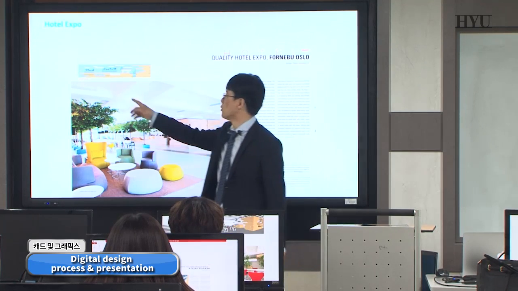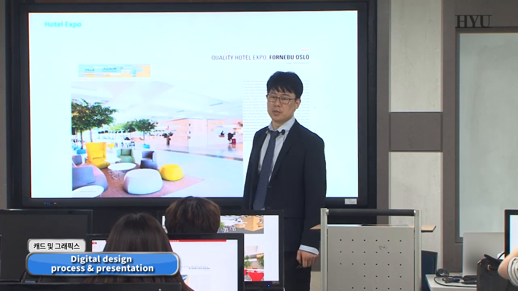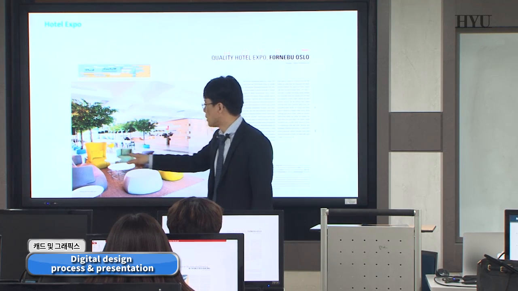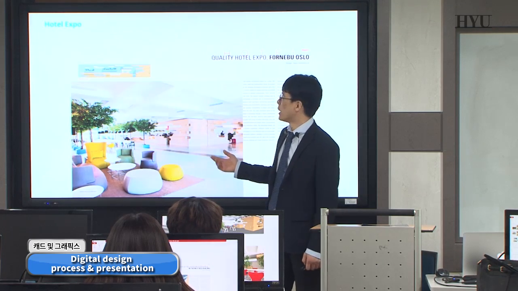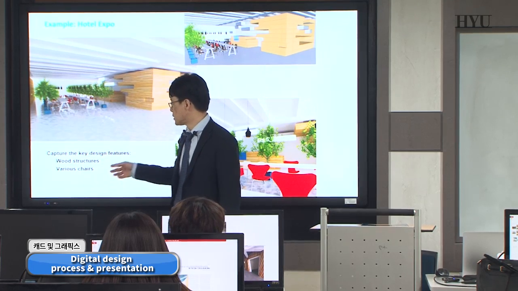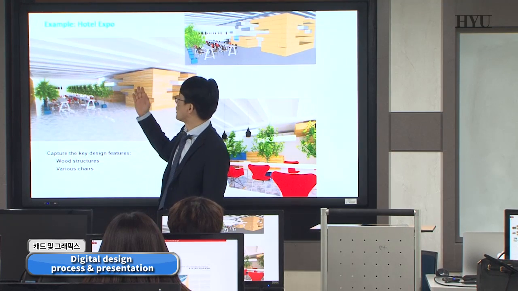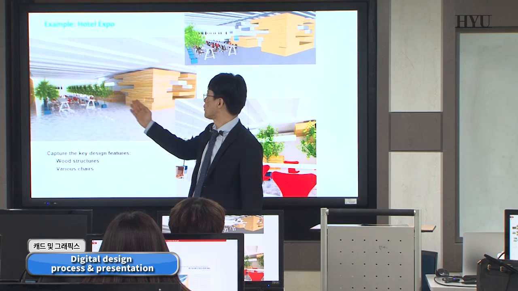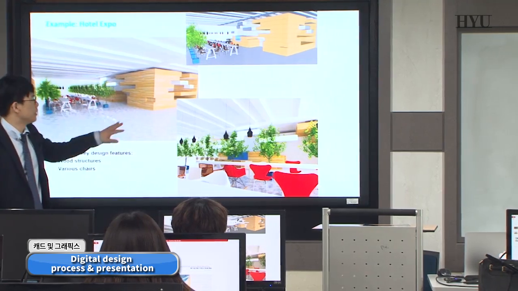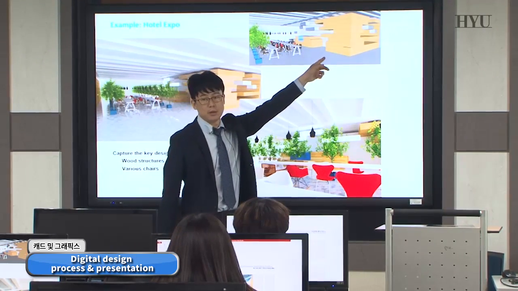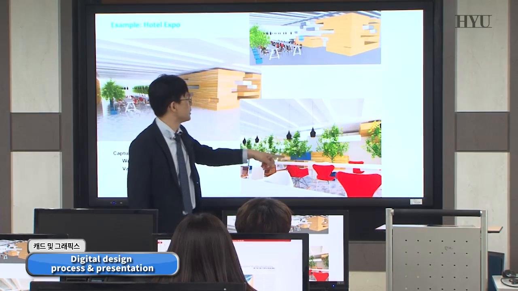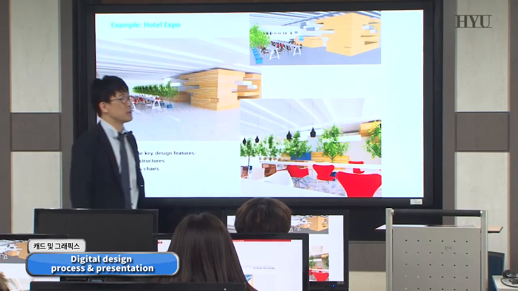Just single images or elevation images for this one. Wood structure, and various kinds of chairs. And then take a look at this one. Capture the key design features, wood structures on this corner, usually for the reception area, okay, in this lobby. And take a look. Geometrically modeled ceiling structure, floor material, as well as the given furniture.